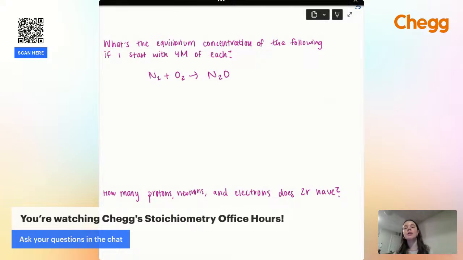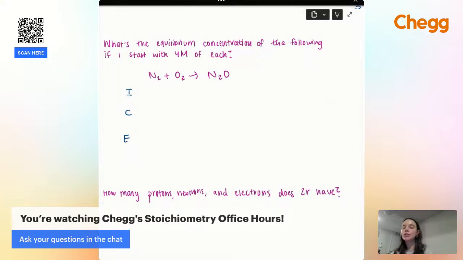So what is the equilibrium concentration of the following if I start with 4 molarity of each? So I would do I, C, and E. I represents initial concentration, C represents change, and E represents equilibrium. I want to know equilibrium. So to do that, though, I have to solve for I, C, and E.